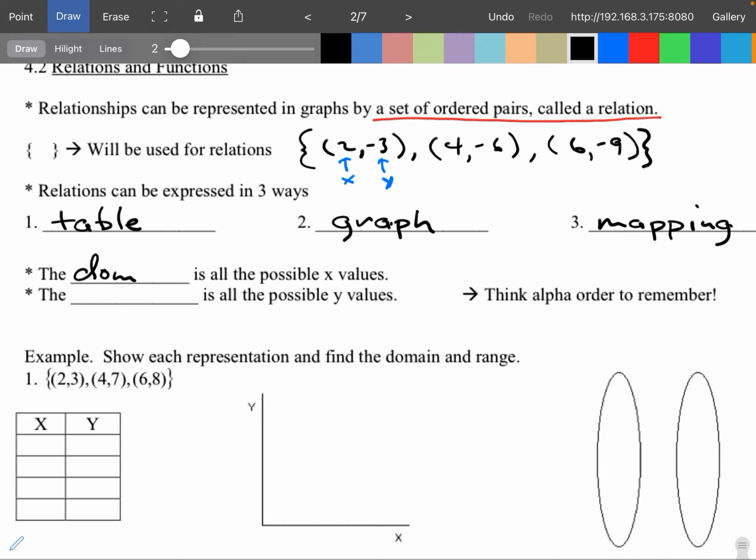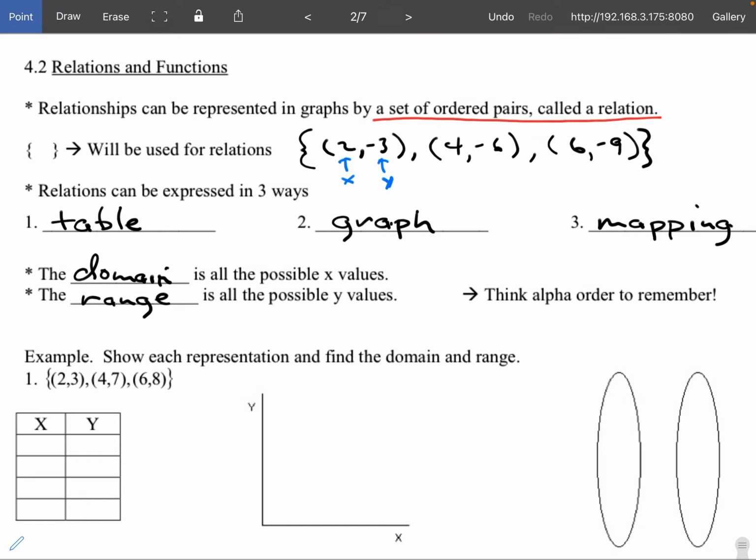And then the next blank we have there, this is all kind of vocabulary stuff for you guys. The set of all the possible x values on the graph, so the set of all x values, that's called the domain. And then the set of all the y values, that's called the range.